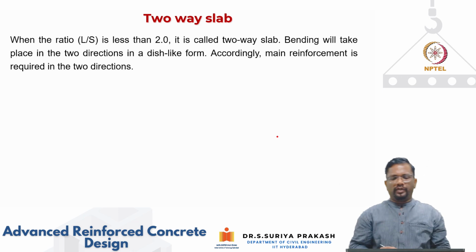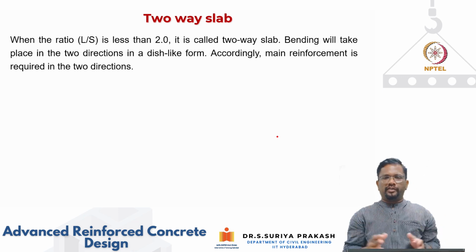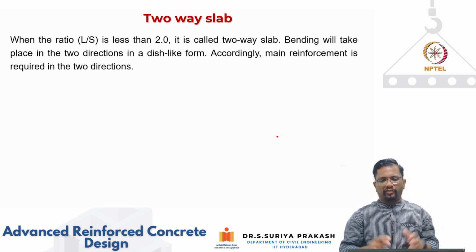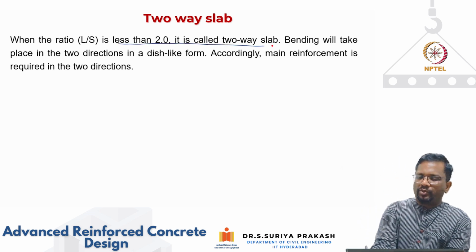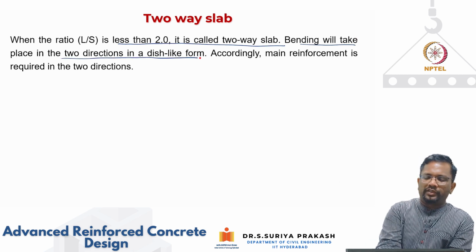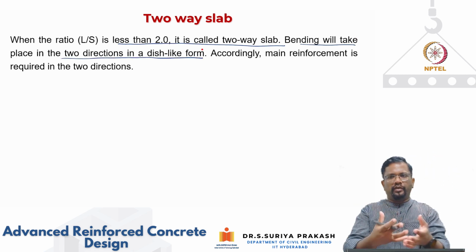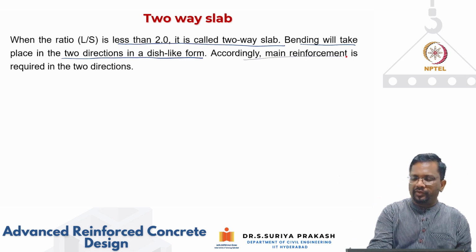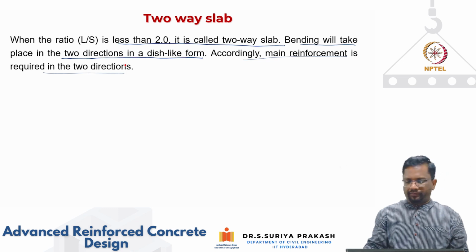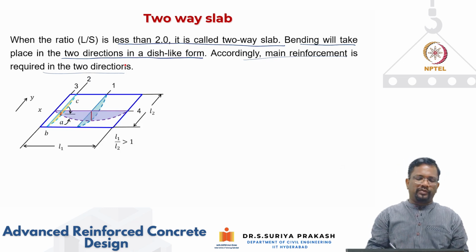Now, if the panel is supported on beams on all four sides or walls on all four sides, and the ratio is less than 2, then it is called a two-way slab, and the bending will take place in two directions in a dish form. So it is going to bend like a dish or a bowl, right? Accordingly, the main reinforcement is put in both the directions. Okay, so that's what we are seeing here.